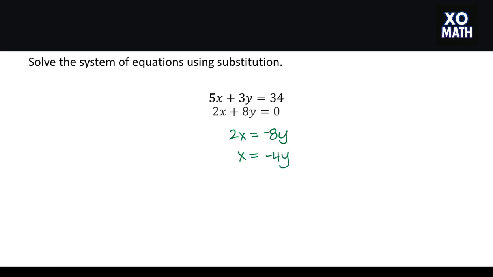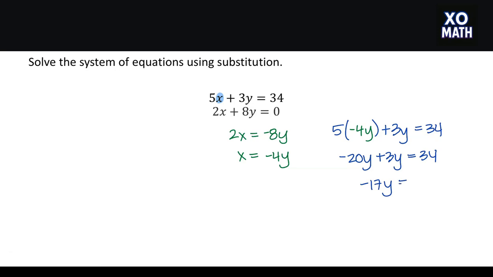Now we'll perform our substitution. We'll replace the x in the other equation with the quantity negative 4y. That's going to leave us with 5 times the quantity negative 4y plus 3y is equal to 34. We have now negative 20y plus 3y is equal to 34. Negative 20y plus 3y is negative 17y is equal to 34. And dividing both sides by negative 17, we have y is equal to negative 2.